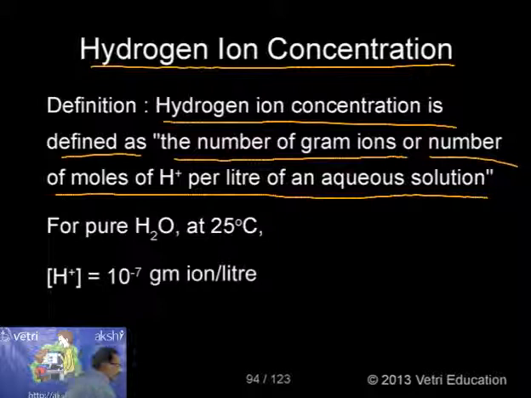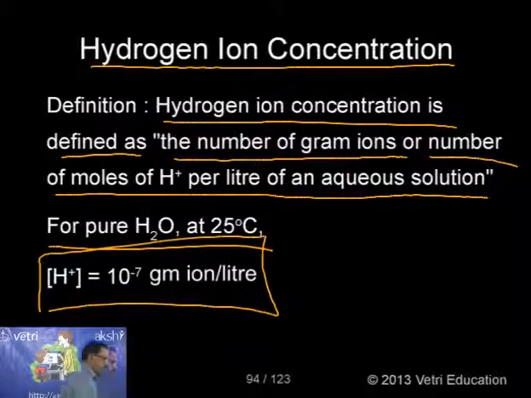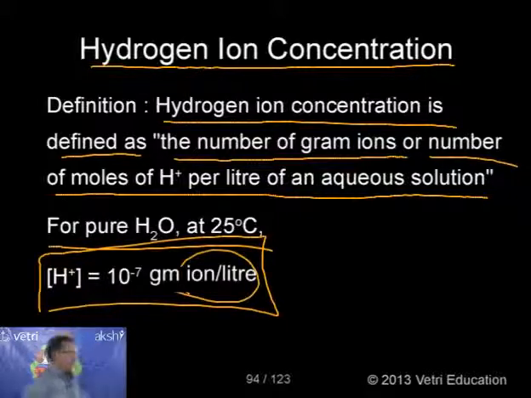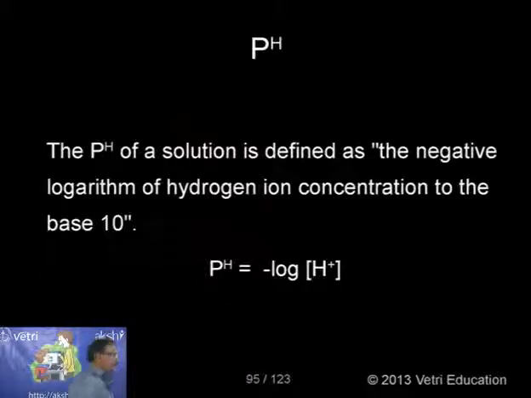So for pure water at 25 degrees centigrade, the value is 10 to the power of minus 7 gram ion per liter. This is the interesting information. H plus equals 10 to the power of minus 7 gram ion per liter. So hydrogen ion concentration I can express, because its value is given already, but it is a small quantity, it will always be in negative powers. So instead of giving a negative value, we are introducing a new term called pH.